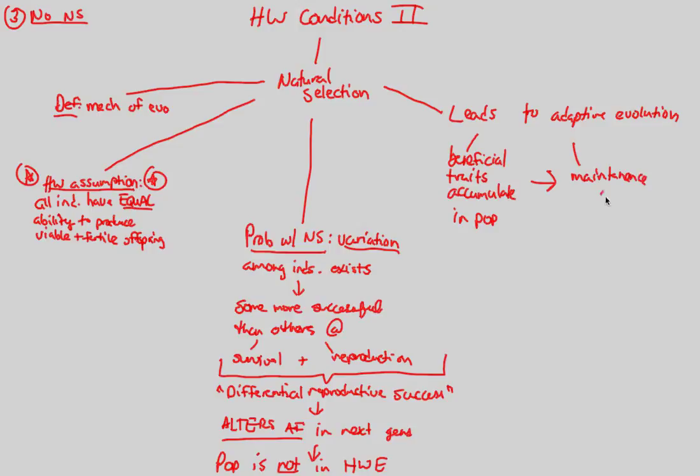The maintenance of favorable genotypes. Is that following Hardy-Weinberg law? No, it is not. This is not good for Hardy-Weinberg, and thus we cannot have natural selection. This is why we do not have natural selection, because this assumption gets thrown out the window because of the problem that leads to this adaptive evolution that goes against the Hardy-Weinberg equilibrium theory. And this is the idea of natural selection, and then we'll conclude our discussion on the Hardy-Weinberg conditions in the next video.